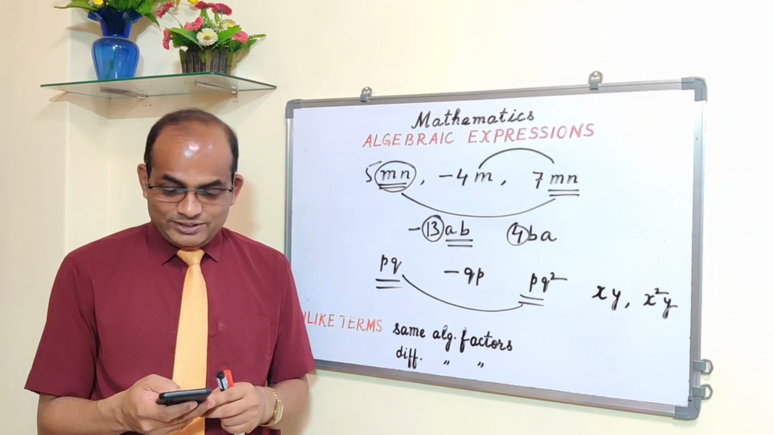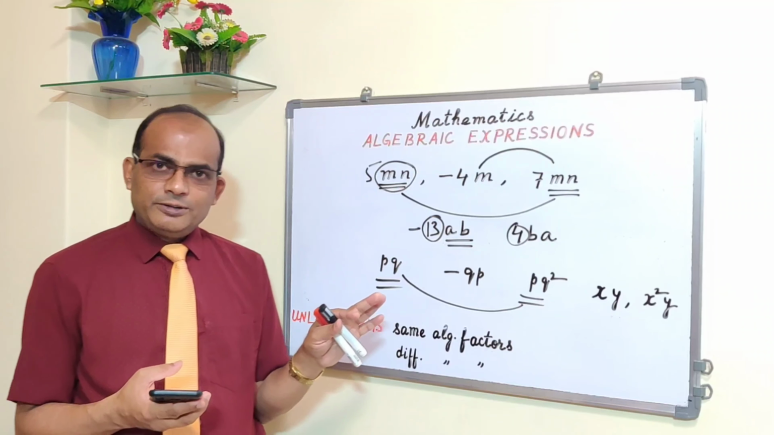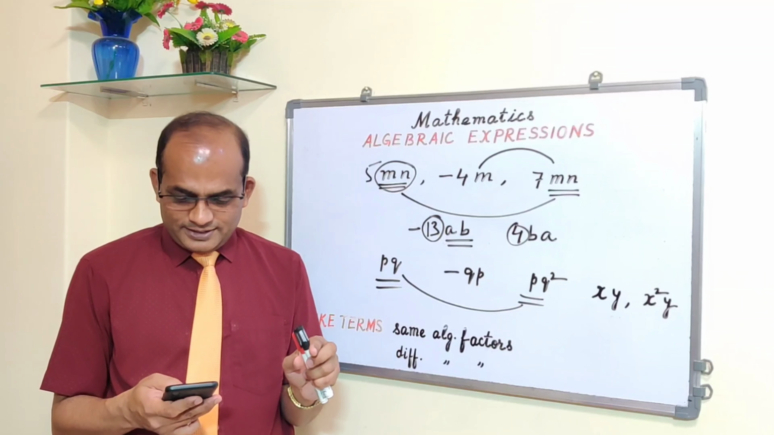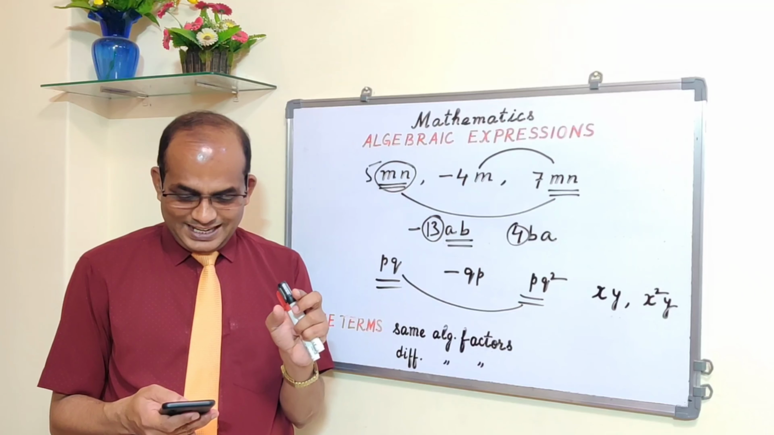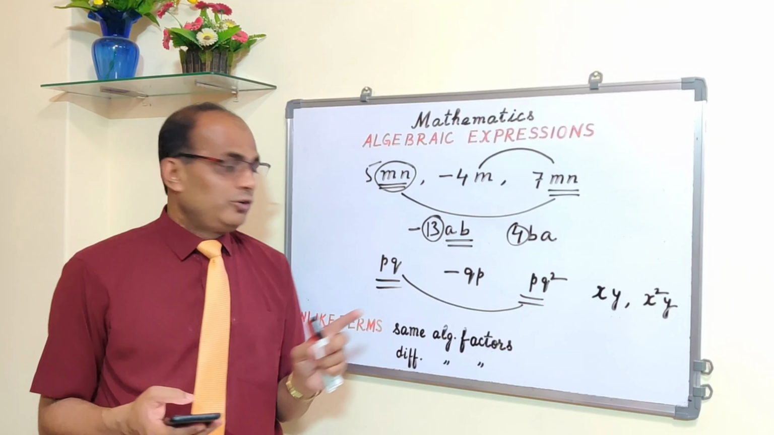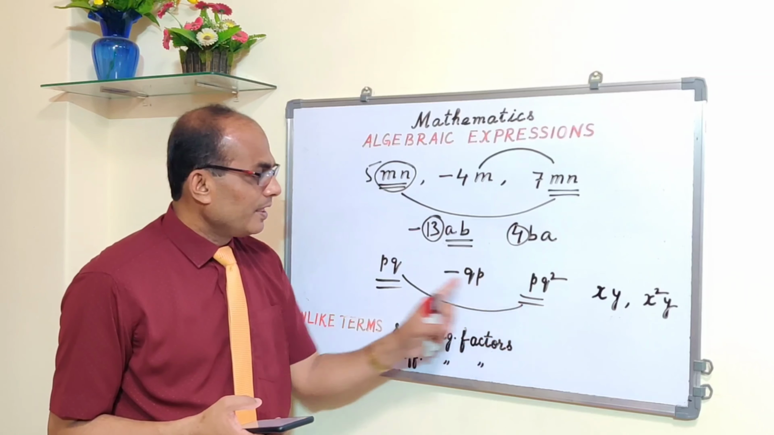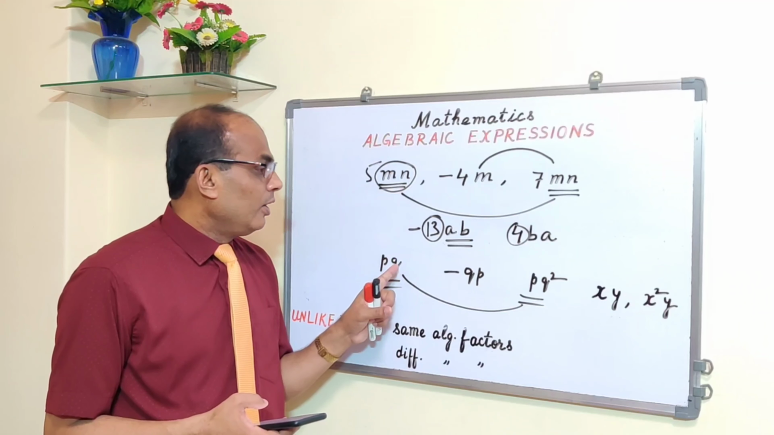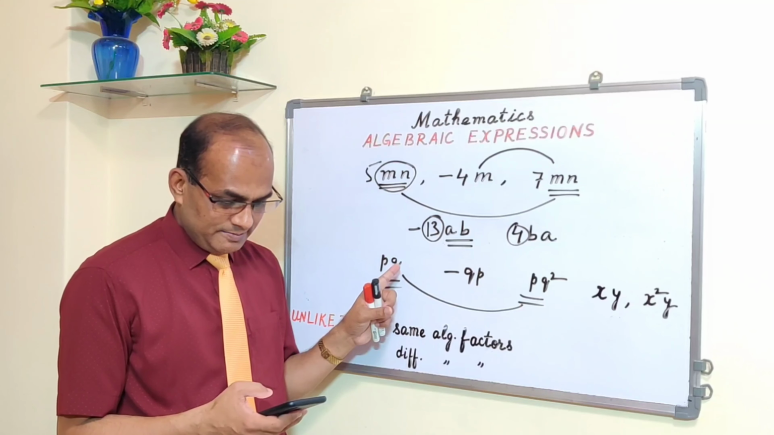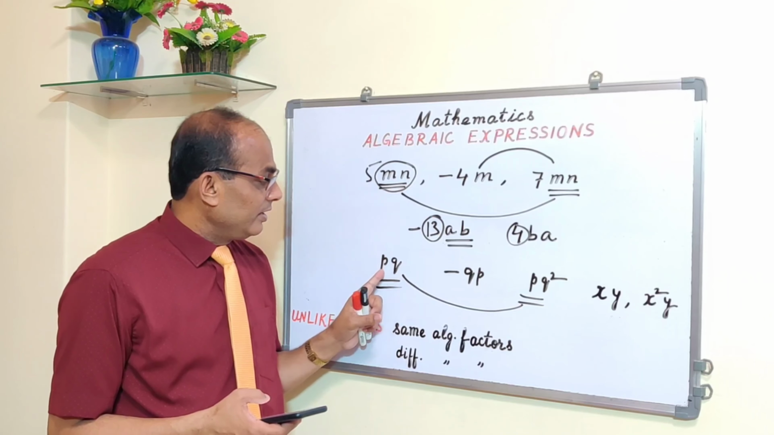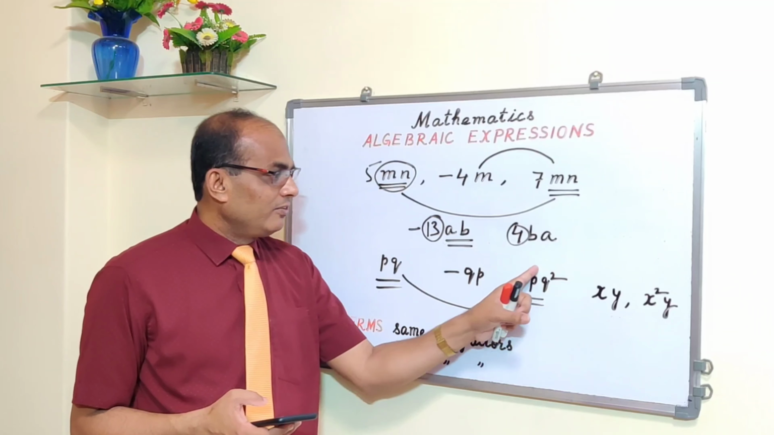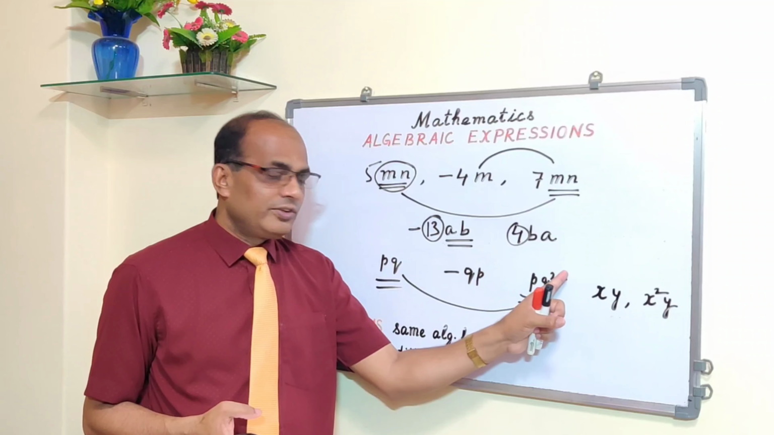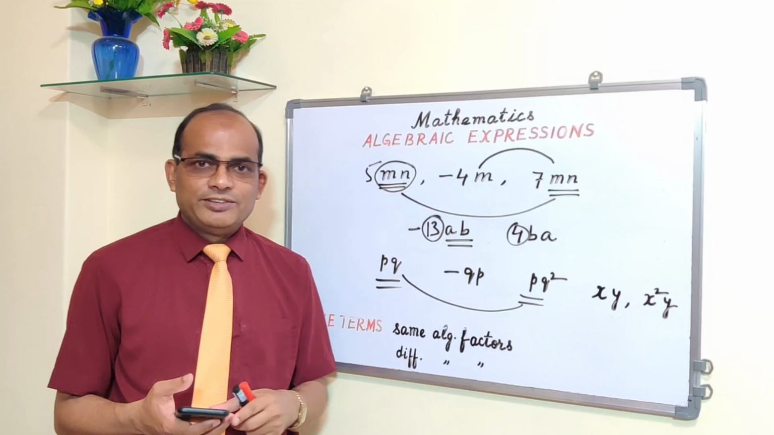And the other point is, you have to ignore the numerical coefficient. You have to only see the algebraic part of the term, and then check the variables in the terms. They should be the same, PQ, PQ. And next you have to check the powers of each variable in the terms. Here the variable is P, here the variable is P. Power is 1, 1. Here the variable is Q, here the variable is Q. But the power here is 1 and here it's 2. So they are not the same, they should be the same.